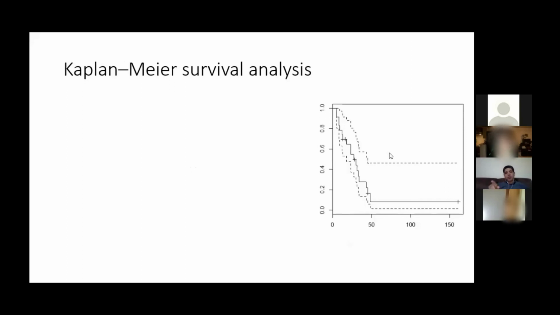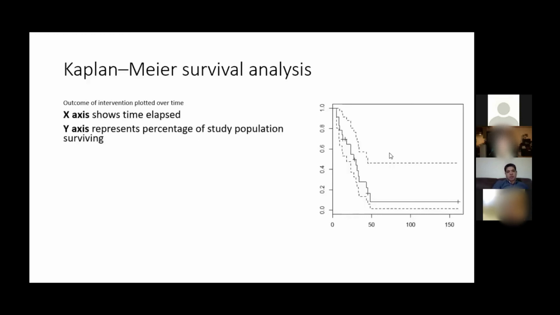What is the Y? The proportion of failure. And what is the X? The number or period of time. And you have three lines: two dotted lines, which are the confidence intervals, and the line in the center, which is the median. So the outcome of intervention is plotted over time, the x-axis shows time, the y-axis the percentage of the study population surviving, and the dotted lines are the confidence intervals. This is two standard deviations.